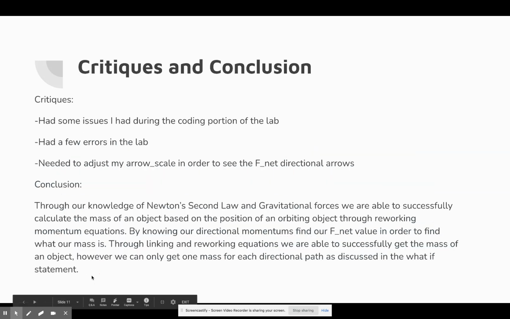So critiques and conclusions. So critiques, I did have some issues during the coding portion of this lab. It errored a couple times, but I did some small adjustments in order to fix that. I also had some problems adjusting my arrow scale to get those F net directional arrows, but eventually I was able to figure this out and get those 3 different arrows in those different directional F nets.